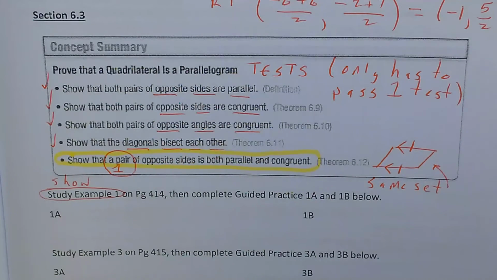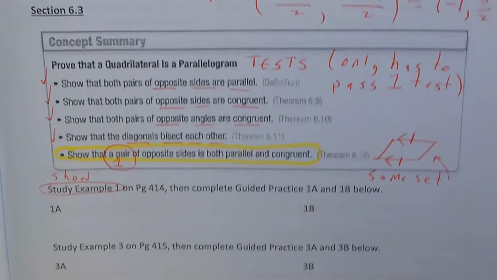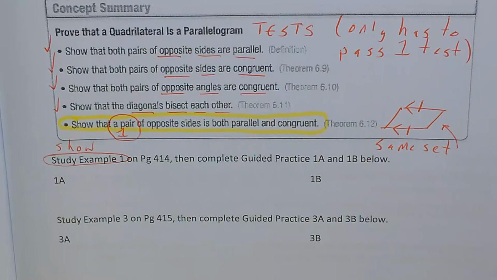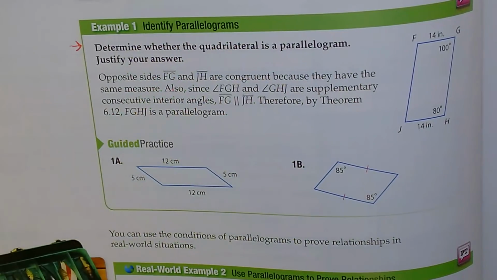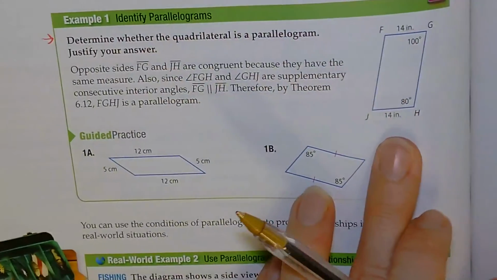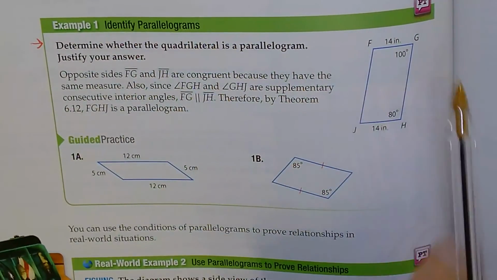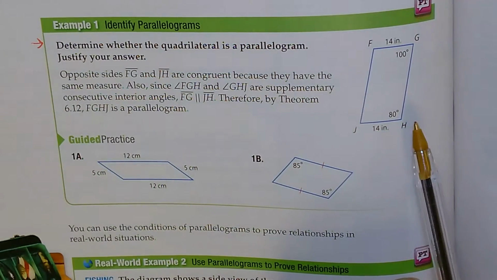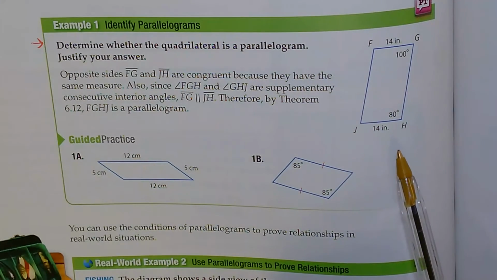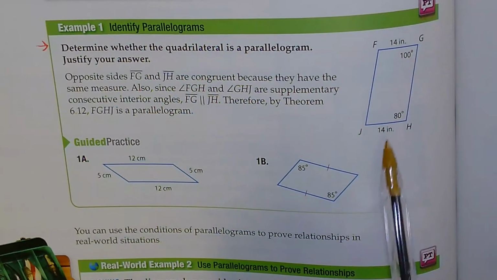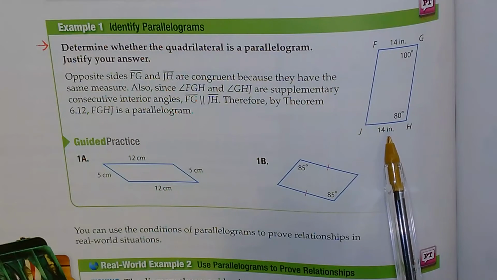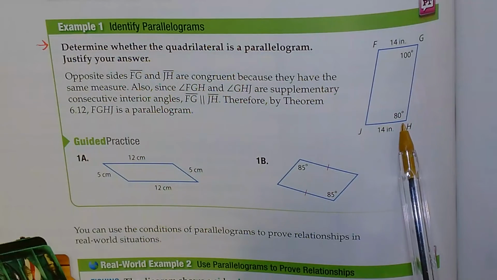Okay, so now what we're going to do is look at example 1. This is going to be on page 414. So I'm going to show you this. You're going to pretend like these dudes are walking in the room and you want to know if they're parallelograms. Okay, so what I want you to do is look at this picture right here. If this dude walked into the classroom or your home, would it be a parallelogram? Well, does it pass any of the tests that we just talked about? It has one pair of congruent sides, right? And it has one pair of consecutive angles.